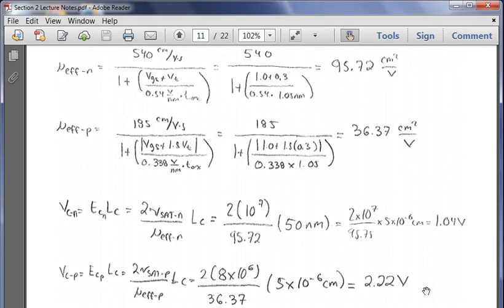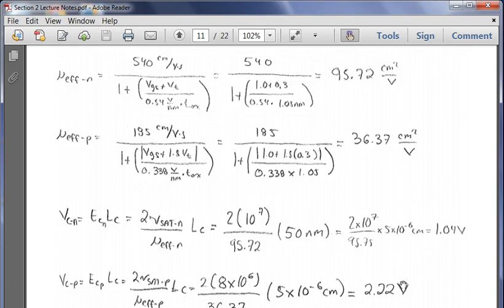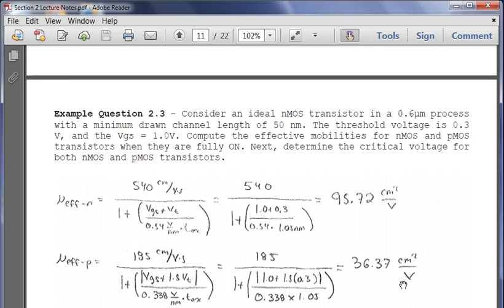For the critical voltage for holes, we do the same thing. We have the critical electric field times the length of the channel, 2 VSAT P times the effective mobility P. We've defined it already as 8 times 10 to the 6 times 2 divided by 36.37, which we got from here, times 5 times 10 to the negative 6, which is our 50 nanometers that we found out earlier, and this is equal to 2.22 volts. So that is example question 2.3.